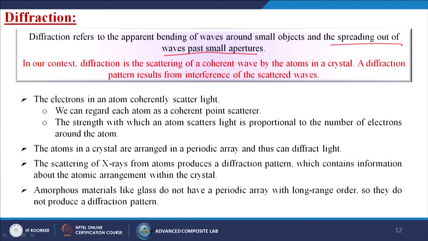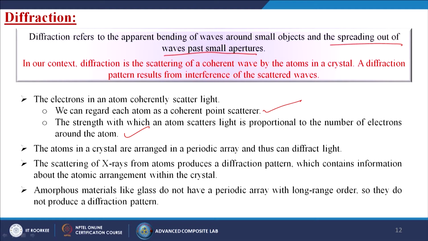The electrons in an atom coherently scatter light. We can regard each atom as a coherent point scatterer, and the strength with which an atom scatters light is proportional to the number of electrons around the atom.